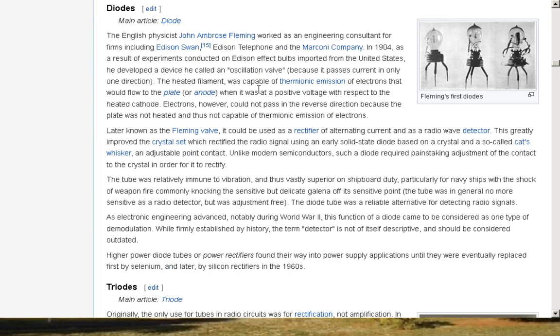The heated filament was capable of thermionic emission of electrons that would flow to the plate when it was at a positive voltage with respect to the heated cathode. However, electrons could not pass in the reverse direction because the plate was not heated. The Fleming valve could be used as a rectifier of alternating current and as a radio wave detector. This greatly improved the crystal set which rectified radio signals using the so-called cat whisker.